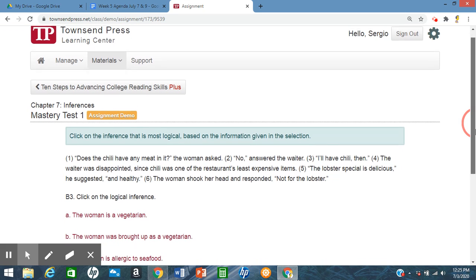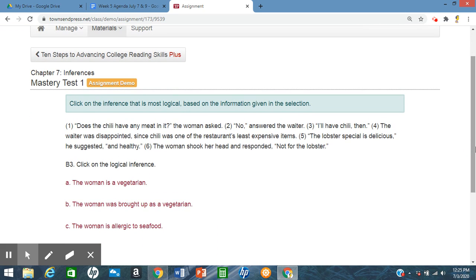Next one. "Does the chili have any meat in it?" the woman asked. "No," answered the waiter. "I'll have chili then." The waiter was disappointed, since chili was one of the restaurant's least expensive items. "The lobster special was delicious," he suggested, "and healthy." The woman shook her head and responded, "Not for the lobster."